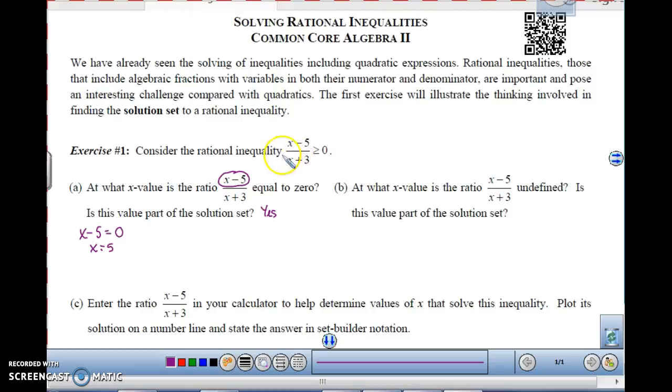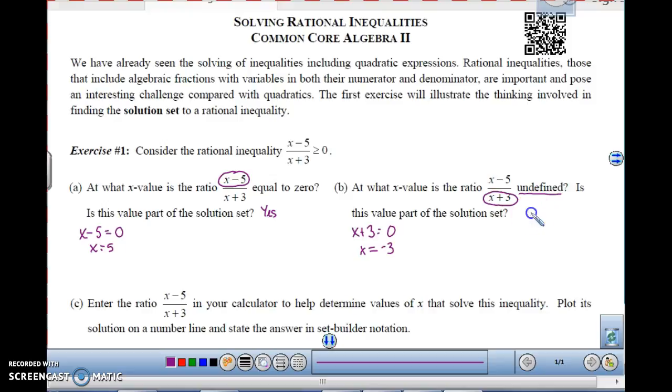Okay, now remember, with rational inequalities, we can have something as undefined. Where do we have to look to figure out if something is undefined? At what x value is this ratio undefined? We have to look at x plus 3 on the denominator. What value of x will make that undefined? Well, if x plus 3 is equal to 0, that means x would have to equal negative 3. So, is this value part of the solution set? Can you have something that's undefined?